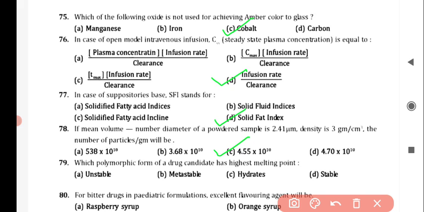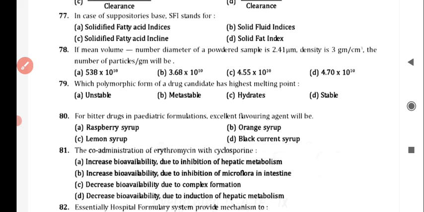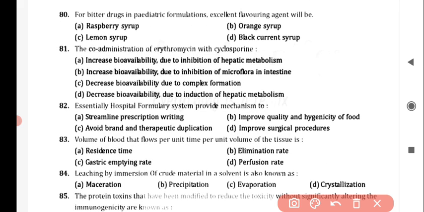Next question is, which polymorphic form of a drug candidate has highest melting point? And the correct answer is option D, stable. Next question is, for bitter drugs in pediatric formulations, excellent flavoring agent will be, and the correct answer is option A, raspberry syrup. Next question is, the co-administration of erythromycin with cyclosporin, and the correct answer is option A, increased bioavailability due to enzymatic metabolism.